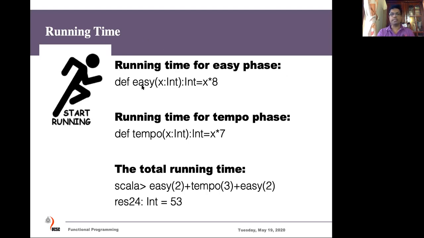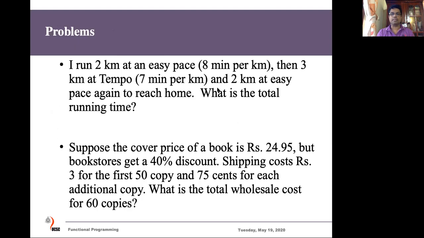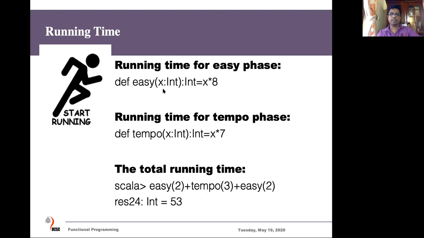I write a function called easy, which takes an integer input and calculates the time, x multiplied by 8. So x is the kilometers. For 2 kilometers at easy pace, my speed is 8 minutes per kilometer. So if someone gives the function input x, that is kilometers, it multiplies it by the speed, and we get the time to run those kilometers. The function I implemented for that is called easy.